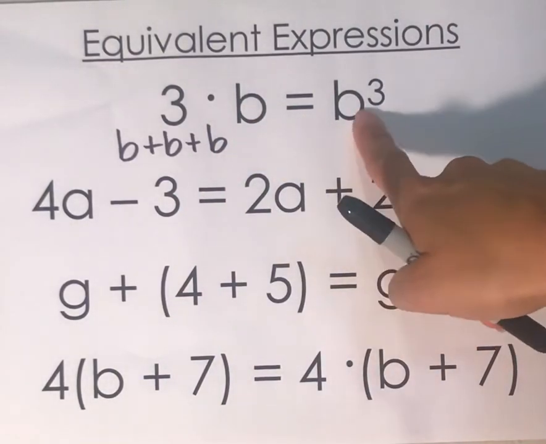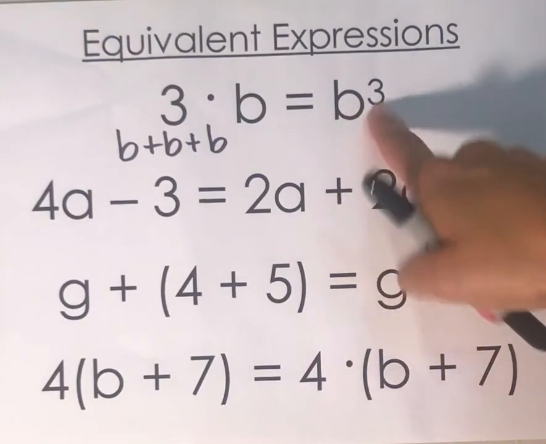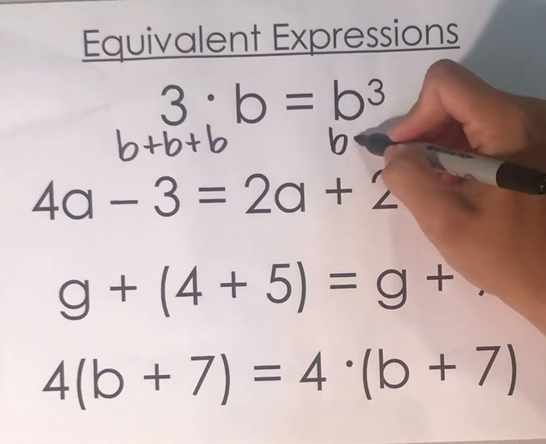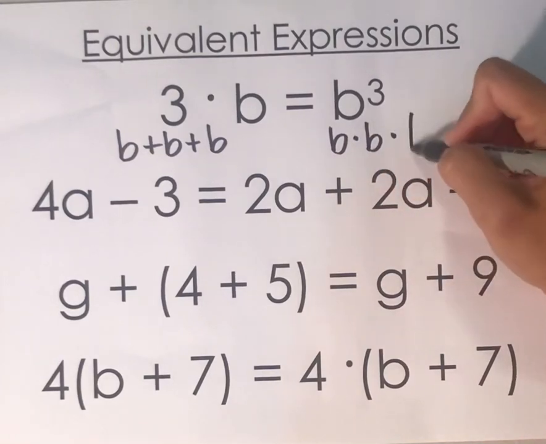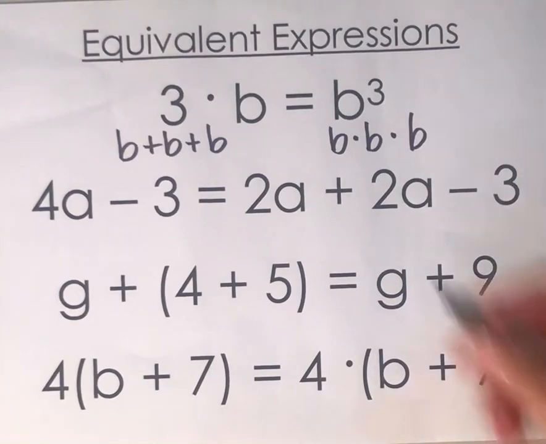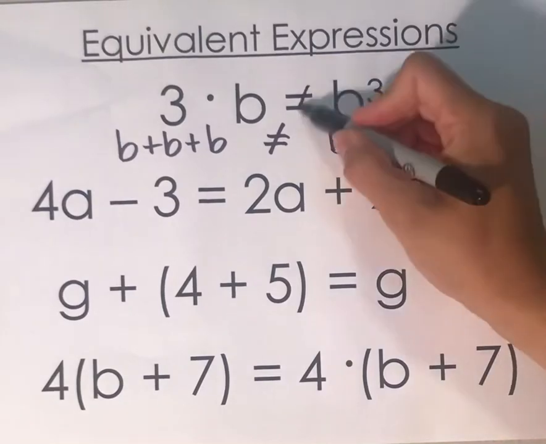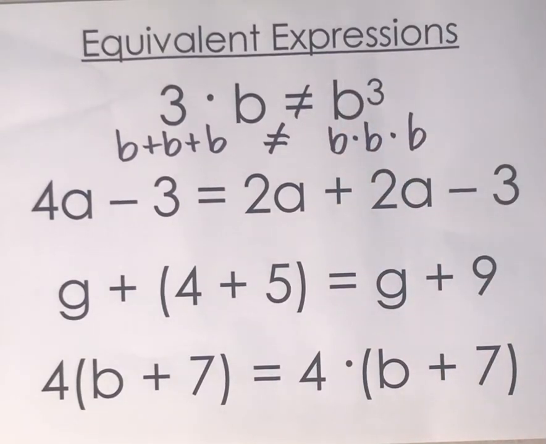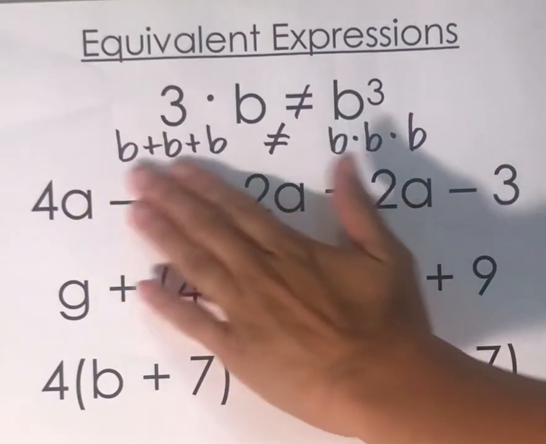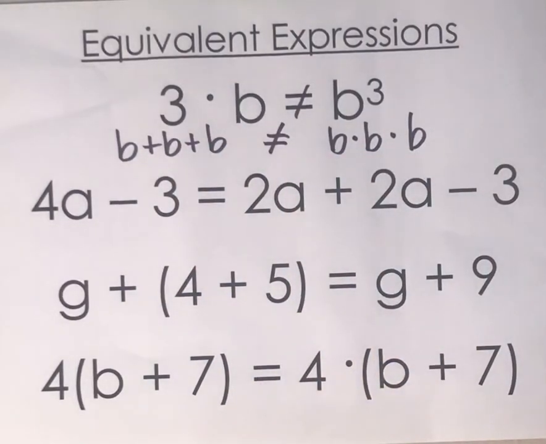This, remember, is repeated multiplication. So that means I'm going to be multiplying b 3 times. So that's b times b times b. So if you look at those two now, you can see that these are not equal to each other. And the reason is because on this side we're adding 3 b's, whereas on this side we are multiplying 3 b's. And so that's going to give us something that is not equal.